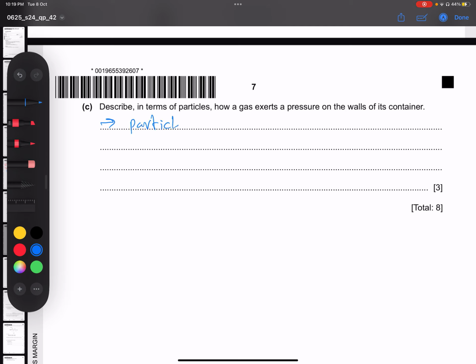Particles collide. Collide is a keyword. With the wall of the container.